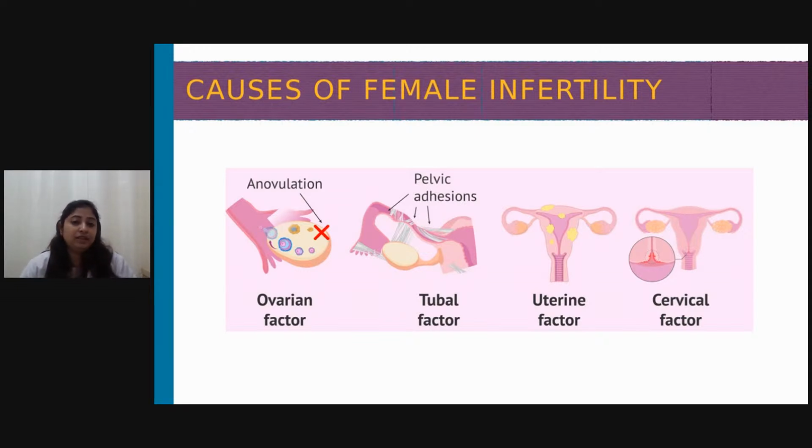So any abnormality in the uterus, or any fibroid involving the lining or cavity of the uterus, can cause problems. Sometimes there can be genetic or congenital abnormalities of the uterus, which can also be responsible for infertility. And then comes the cervical factor. The cervix can be too tightly closed, so as not to allow any sperm to travel up. So these can also be causes of infertility.